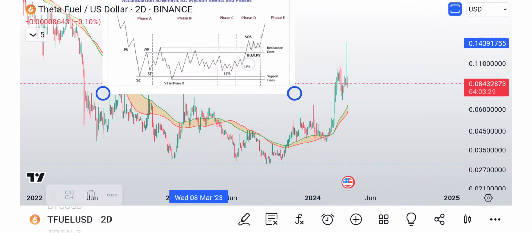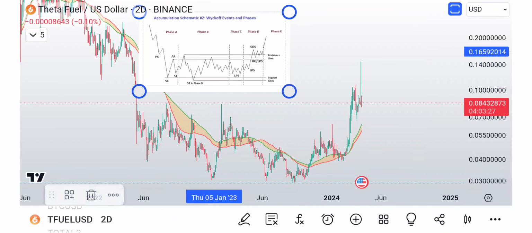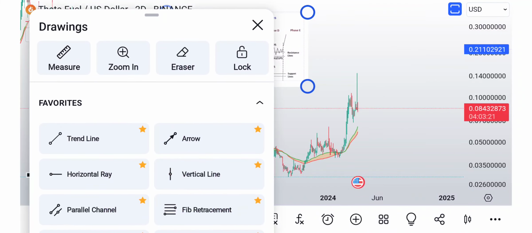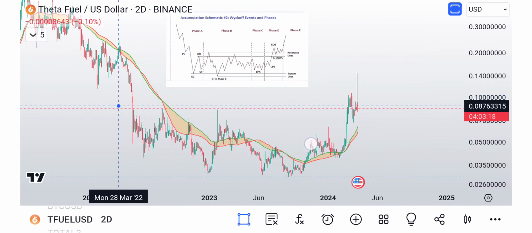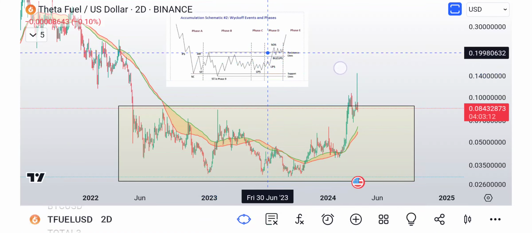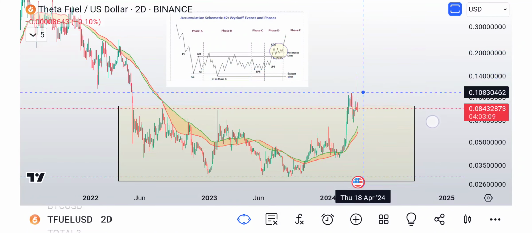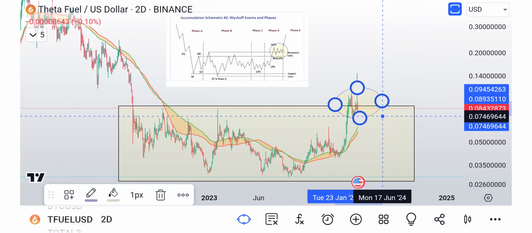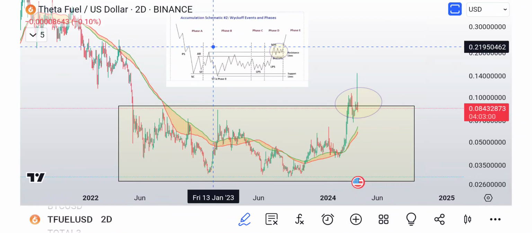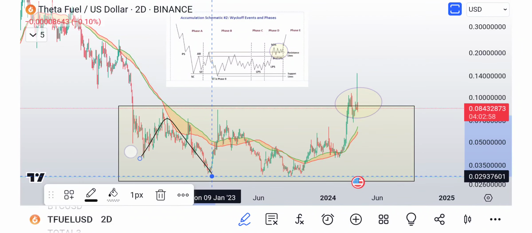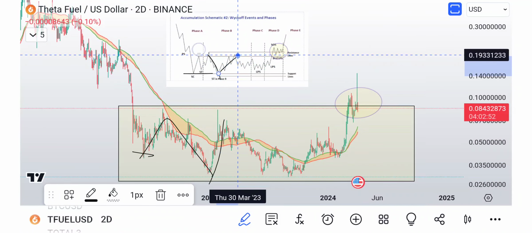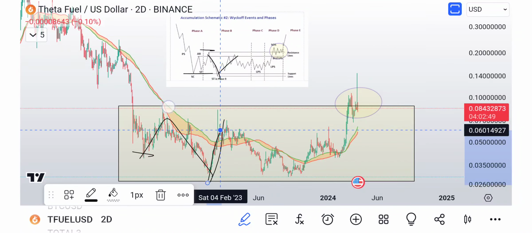So everybody remembers this right here. This is Theta Fuel. Look at Theta Fuel, and nothing's changed really. Comparing it to the Wyckoff example here, we are still right here. And that's exactly what we're doing right here. So we had this move up. Same thing here. We had this move up. We came back down, took out the low, came back down, took out the low, shot back up without taking out the high.